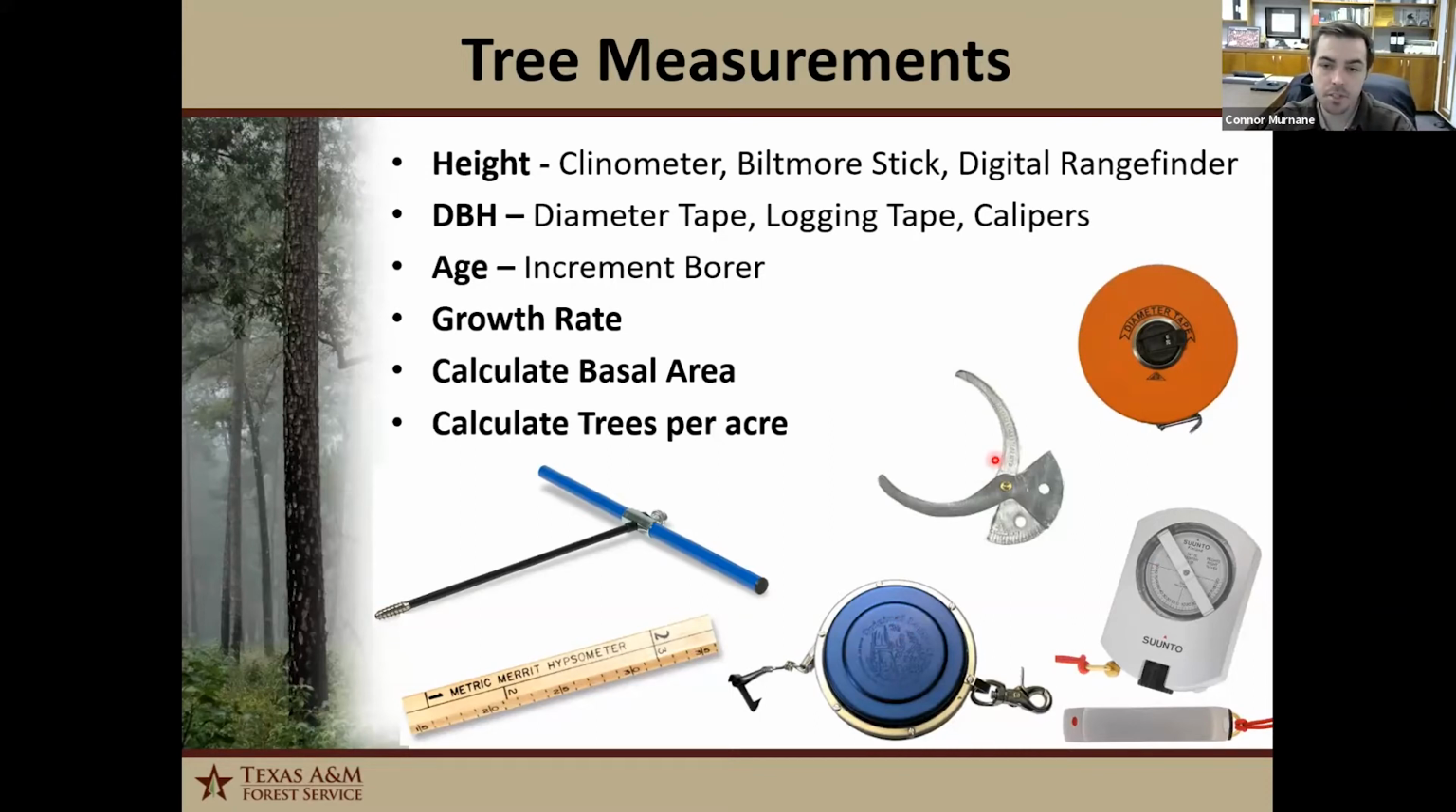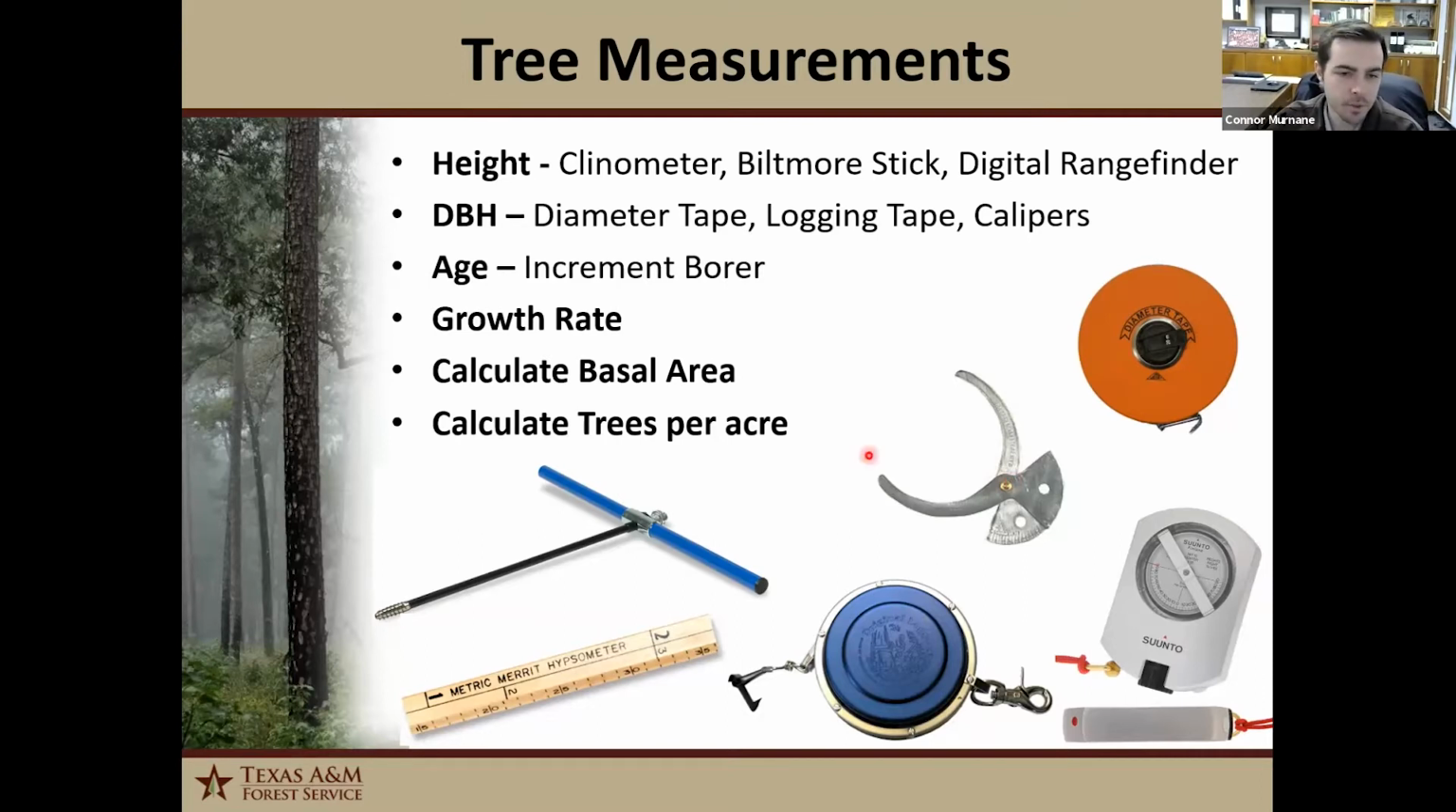This can be useful, especially if the tree is covered in poison ivy and you're not trying to wrap your tape around the tree. Calipers are a huge benefit there when dealing with poison ivy or vines or something like that. Age of the tree is determined using an increment bore.